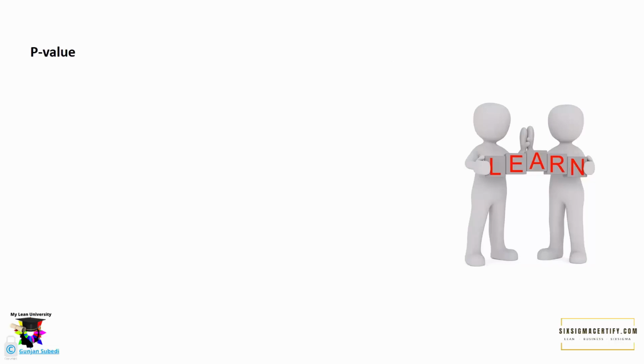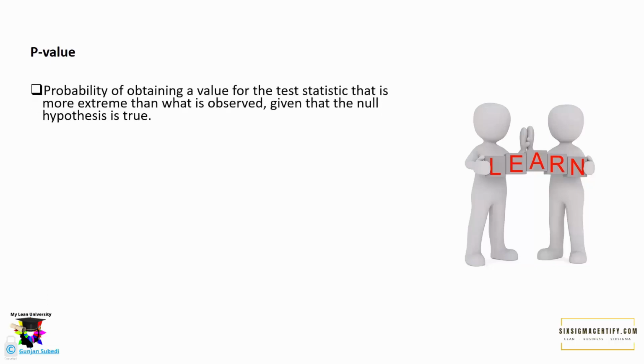Now this might seem a little hard, but I will try to explain it in much simpler terms here using another term, p-value. P-value is the probability of obtaining a value of the test statistic that is more extreme than what is observed, given that the null hypothesis is true.